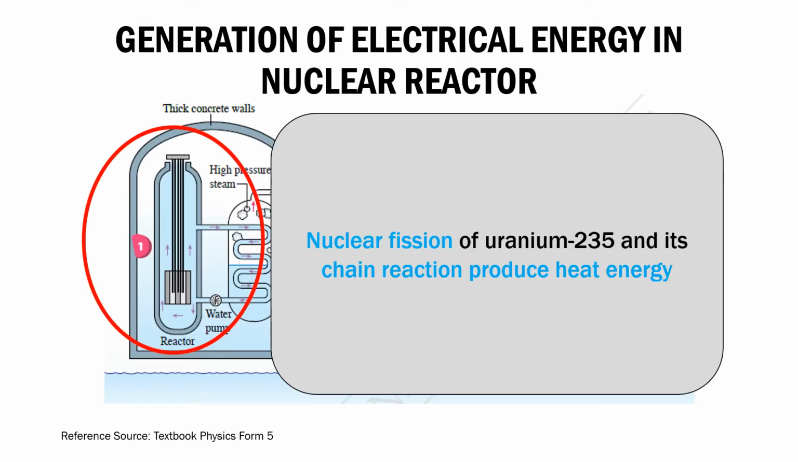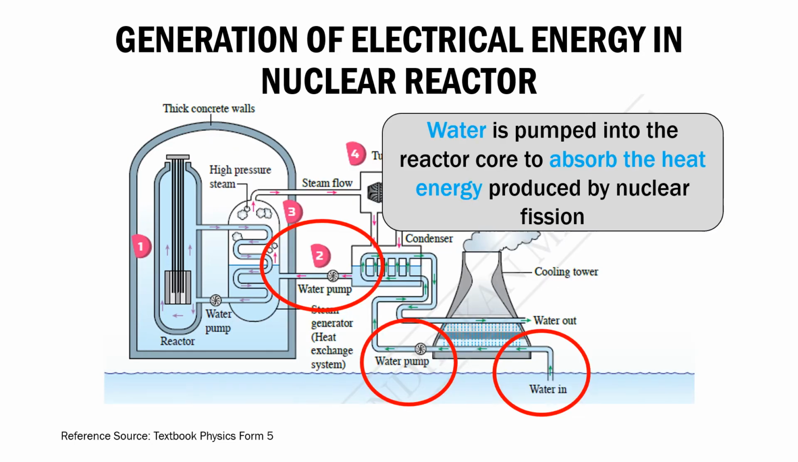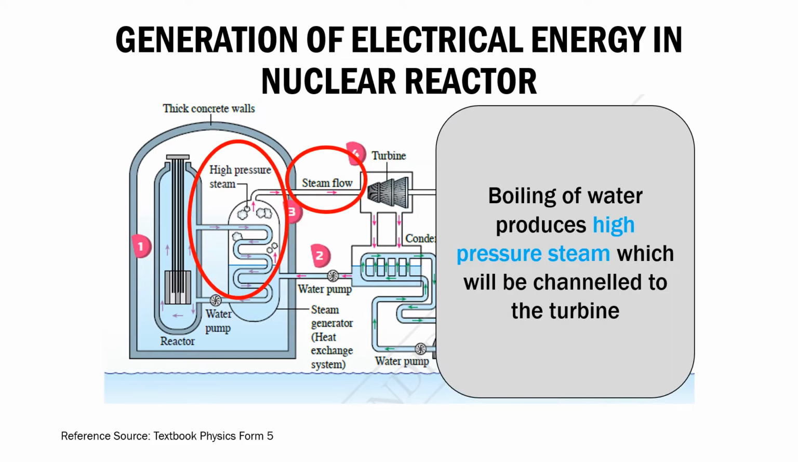The generation process started with nuclear fission of uranium-235 inside the nuclear reactor, and its chain reaction will produce heat energy. At the same time, water is pumped into the reactor core to absorb the heat energy produced. The water will be boiled by the heat energy. Then, the boiling water will produce high-pressure steam which will be channeled into the turbine.